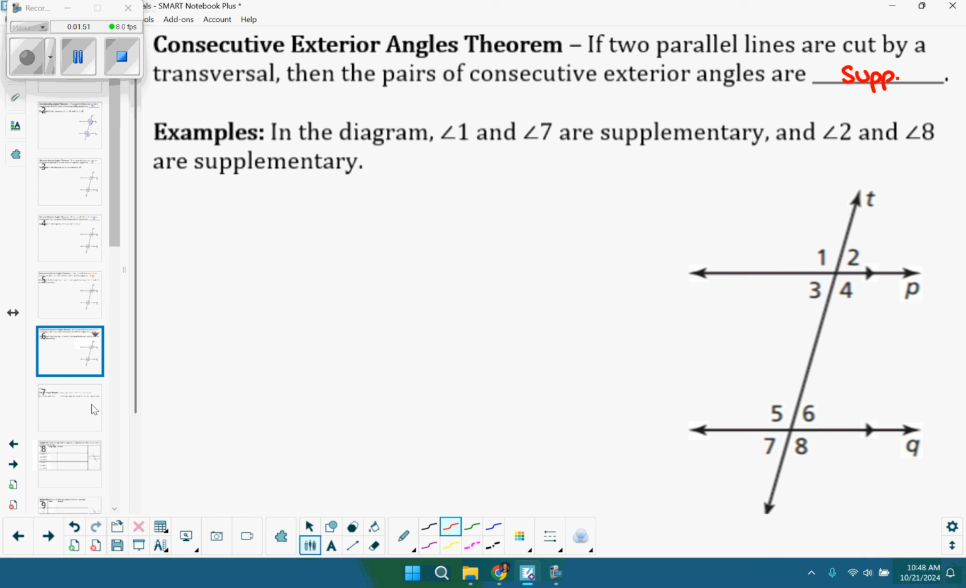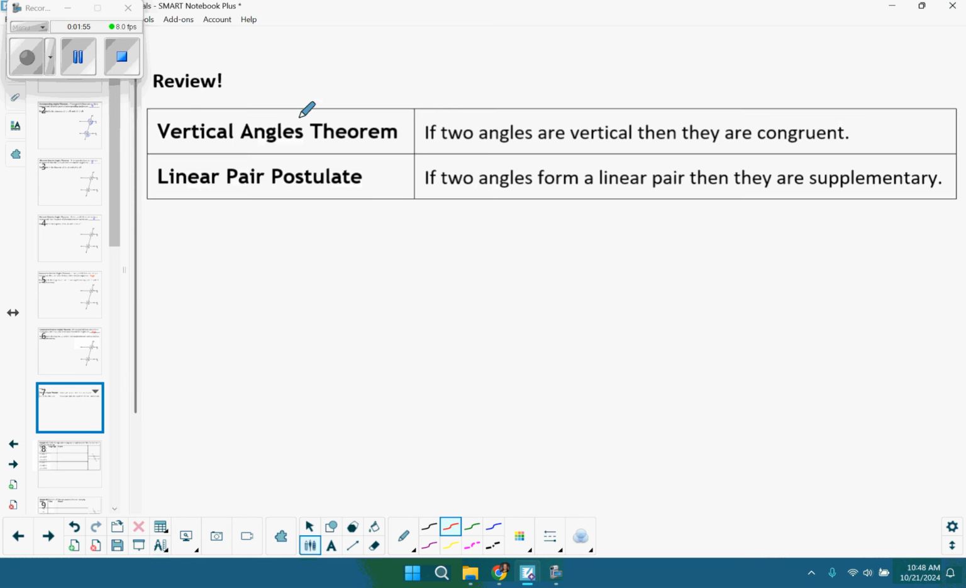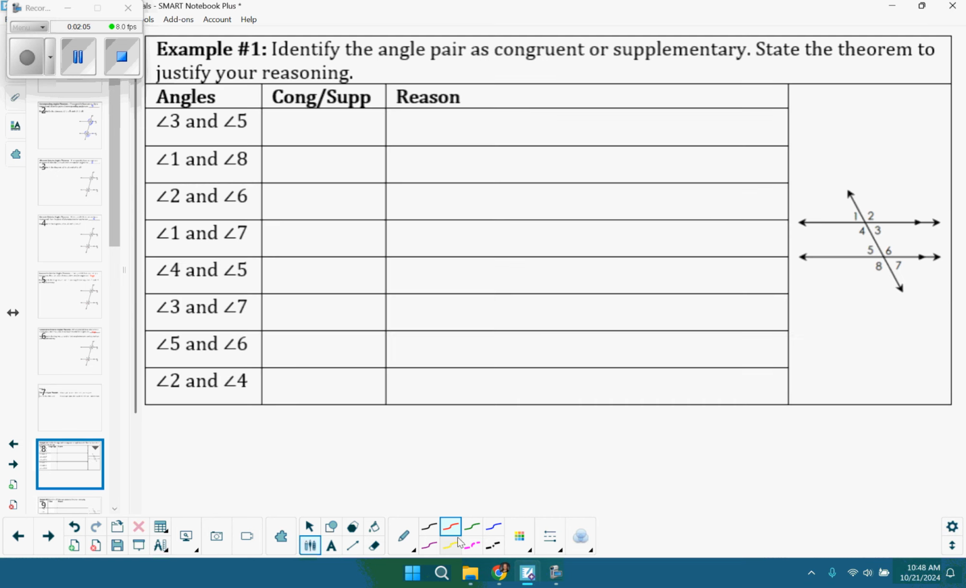And don't forget, we still have our two original theorems and postulates we learned. The vertical angle theorem said vertical angles are congruent. The linear pair postulate said linear pairs are supplementary. So for example 1, we're just going to identify the angle pair as either congruent or supplementary and state the theorem that justifies our reasoning.